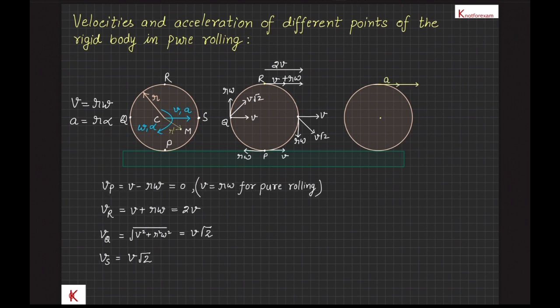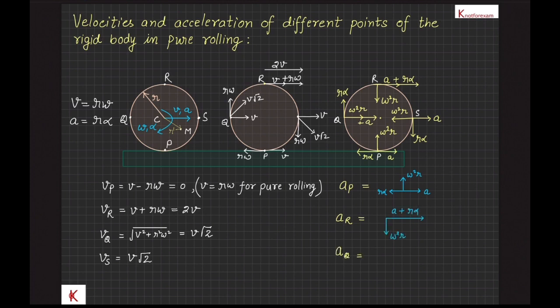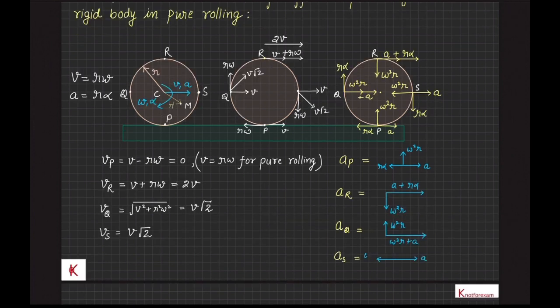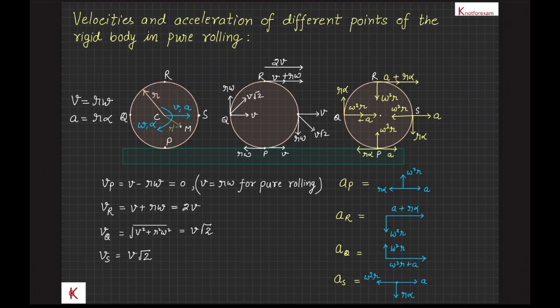Also acceleration of any point is equal to acceleration of center of mass plus acceleration with respect to center of mass, and by using vector addition we can easily find the acceleration of any point. Since acceleration of center of mass is a, and with respect to center of mass, acceleration has two components. One is tangential acceleration, that is R alpha, and the other is centripetal acceleration, that is omega square R. Now by using vector addition we can find acceleration of point P, point Q, point R or point S or any other general point on the rigid body.